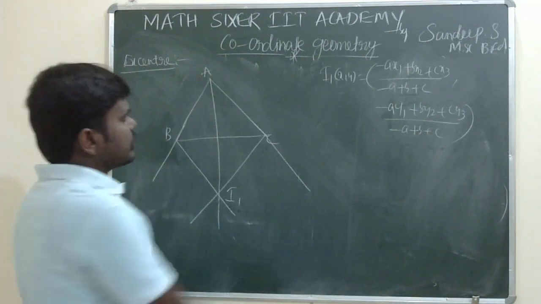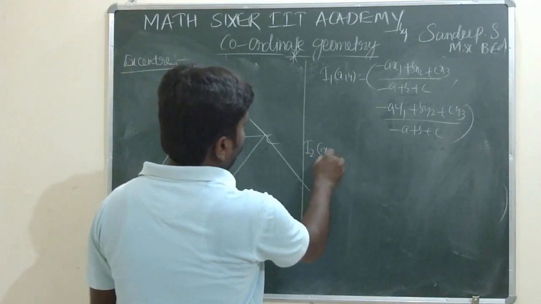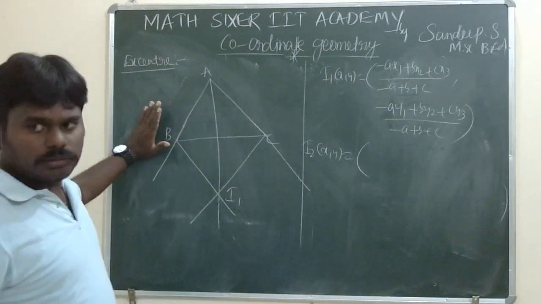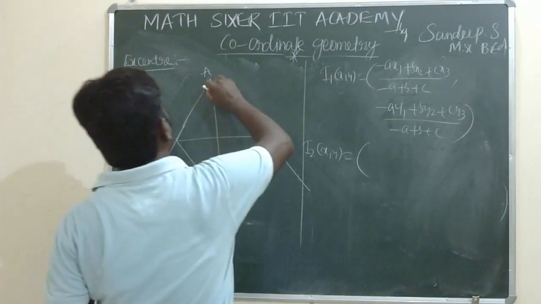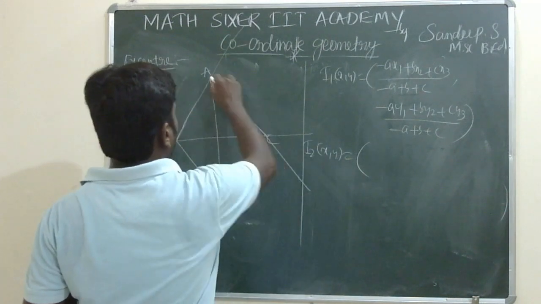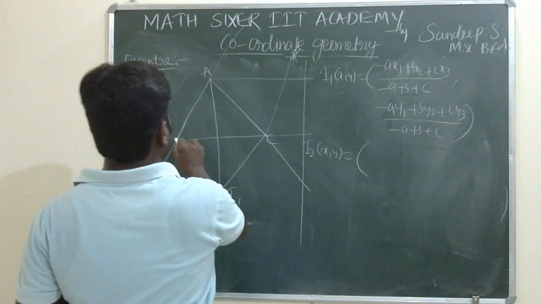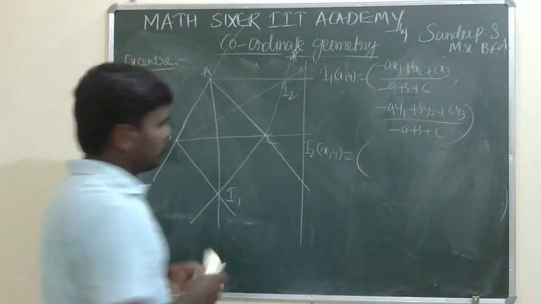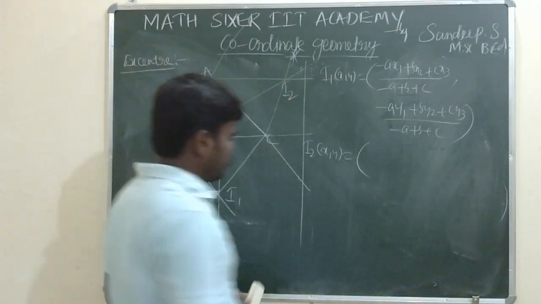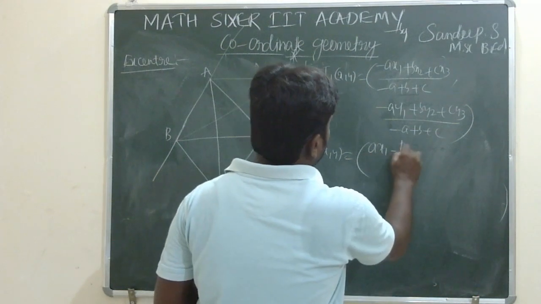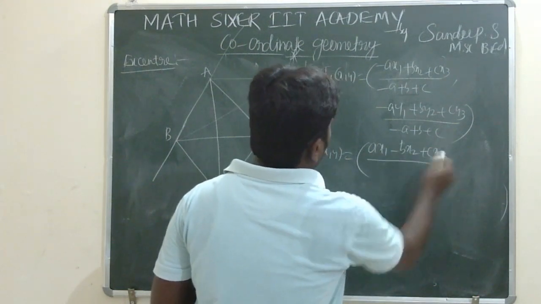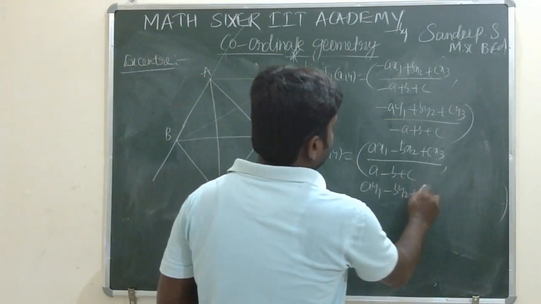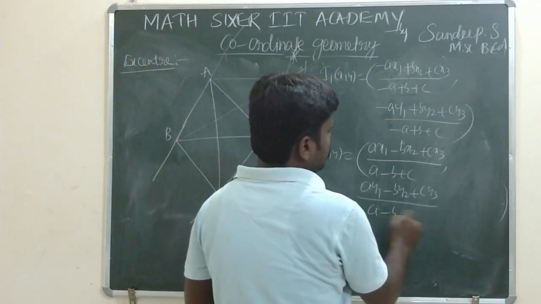Next, I2 of x comma y. I2 means the one which is opposite to the angle B or the vertex B. So now we can extend like this, and here we can form, so this is I2. Now I2 of x comma y is equal to AX1 minus BX2 plus CX3 by A minus B plus C comma, AY1 minus BY2 plus CY3 by A minus B plus C.